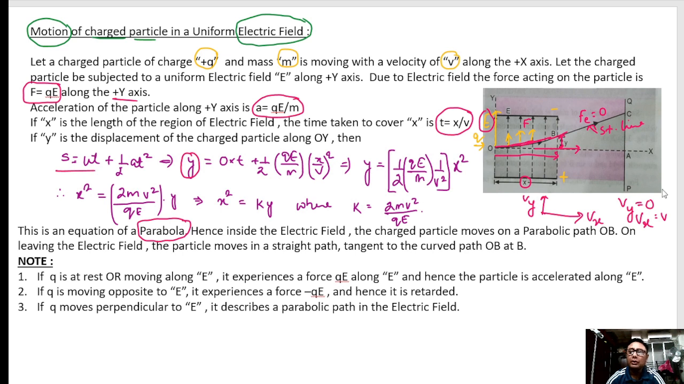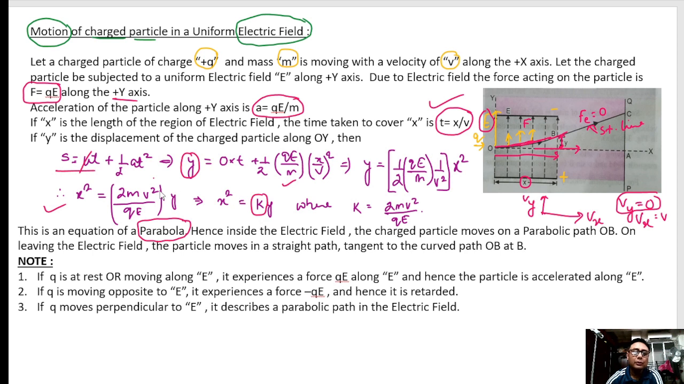Initial vertical velocity was 0. So this is 0, plus half into a, where a is this acceleration, into t squared. What is t? This is t, x by v. So creating the equation, you can see we can write like this: x square equal to this into y, and this part is a constant which is called k.